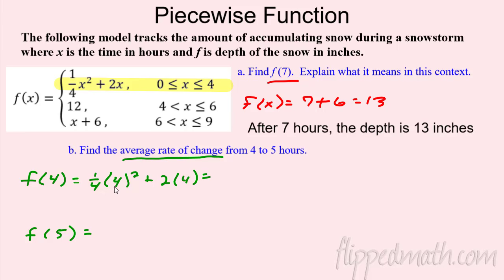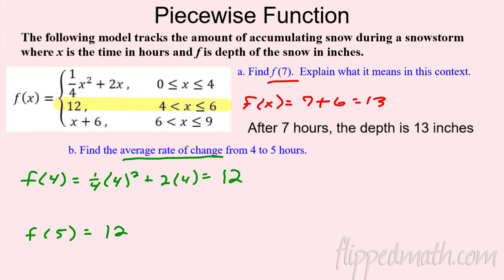And let's multiply that out. 16, 1/4 of 16 is 4. Plus 8 is 12. Fantastic. Awesome. Then I'm going to say, where is it at 5 hours? It's between this. Oh, I could do this one all day long. This one's my favorite. There's no x here. It's a constant. It's always 12. So this is going to be 12.